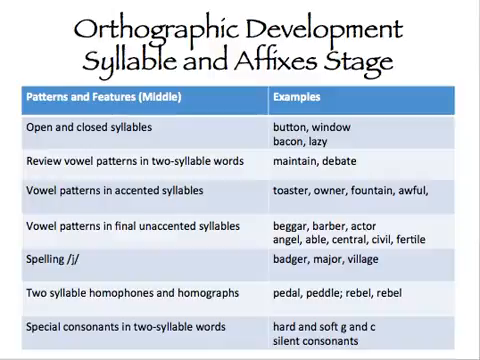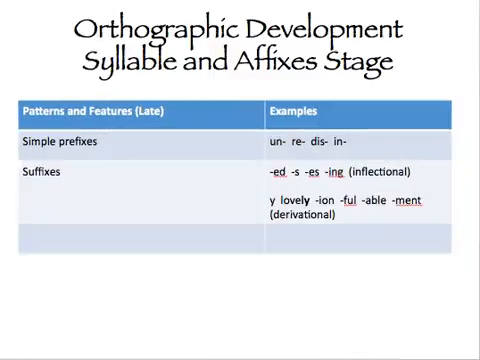And looking at homophones and homographs, and special consonants, the hard C and the soft C, the hard G and the soft G, continuing, but often in two-syllable words. And finally, in the latter portion of this stage, they're really looking at simple prefixes and inflectional and derivational suffixes.